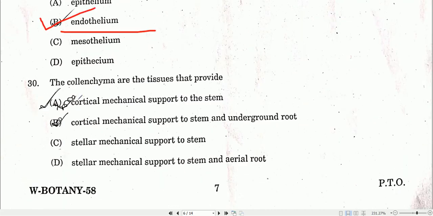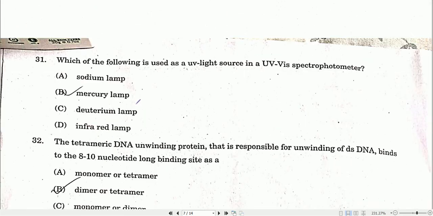Coming to question number 30, the collenchyma are the tissue that provide the cortical mechanical support to the stem. So collenchyma are responsible for the mechanical support mostly in the cortical region. So option A will be the correct one. Coming to question number 31, which of the following is used as UV light source in UV visible spectrophotometer? In case of UV visible spectrophotometer, the deuterium lamp is used. So option C will be the correct one.